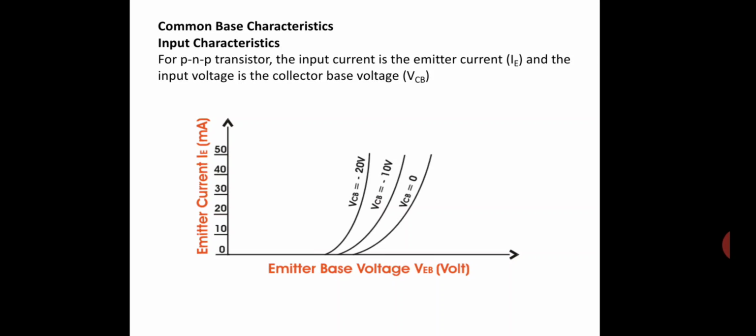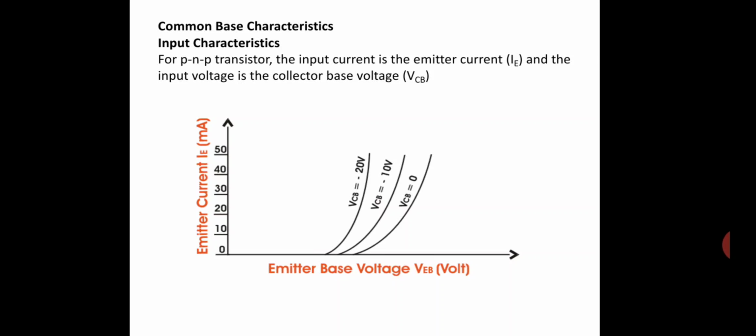In a three terminal device, which terminal is common? If the base is common, it is called common base configuration. If the emitter is common, it is called common emitter configuration. And if the collector is the common terminal, it is called common collector configuration. So we study the input and output characteristics of these configurations.